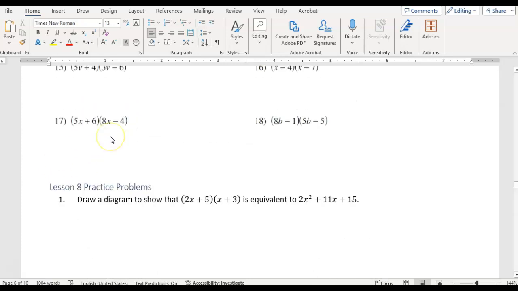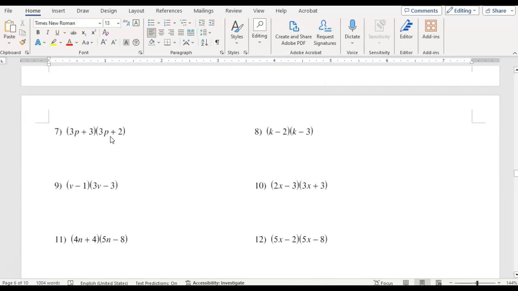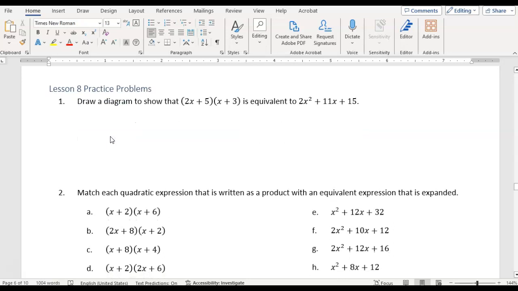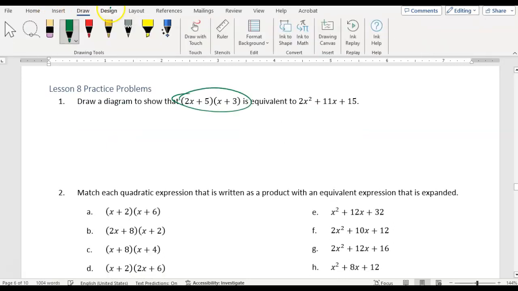I'm going to start with the practice problems and then I will go back up and do a couple of these as an example. So draw a diagram to show that this is equivalent to this. Because there are 1, 2, 3, 4 terms here and 2 in each, I'm going to make a box that is 2 by 2.